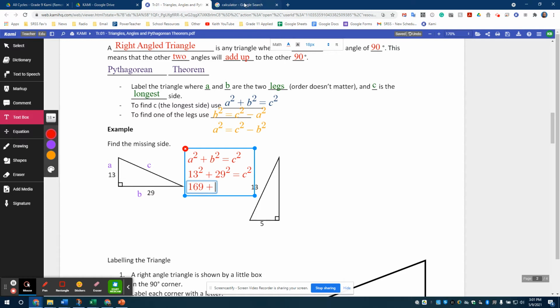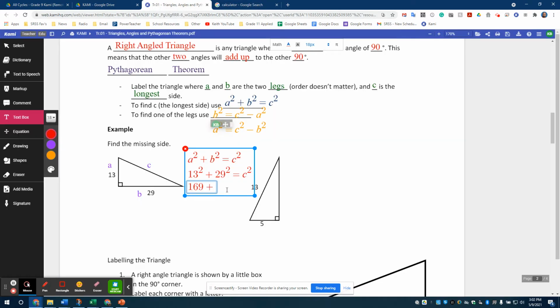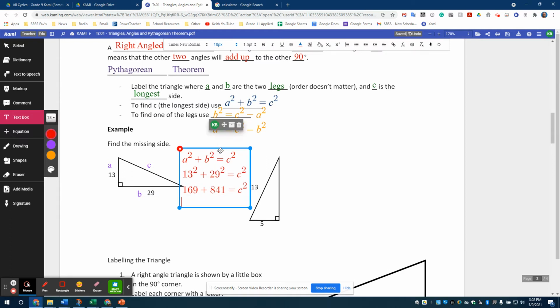I have that one memorized. 29 squared, I don't. So I'm going to take a look at the calculator here. 29 squared is 29 times 29. 29 times 29, so that's 841. We're going to put that in here, 841. And that equals C squared. Now I'm kind of encroaching a little bit on that other one, so I'm just going to slide this over a little bit. There we go.